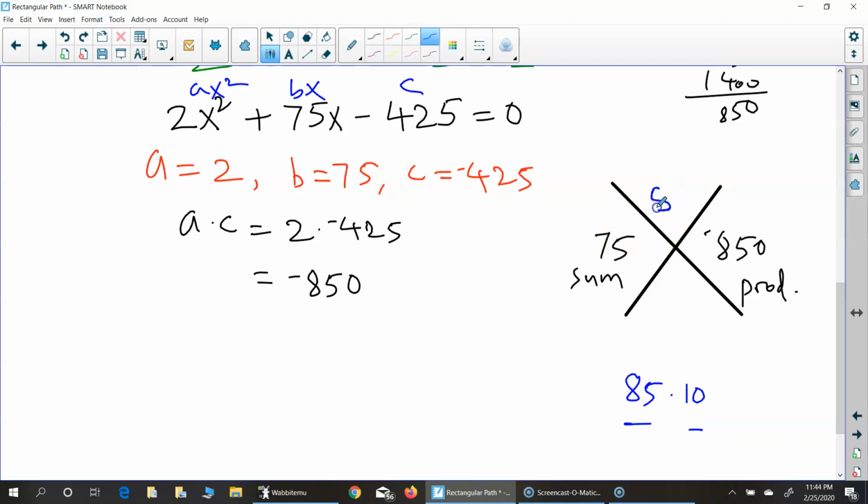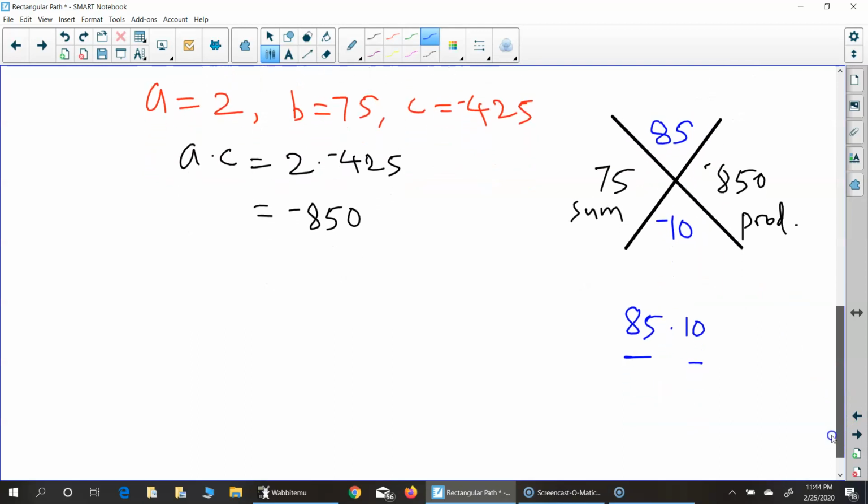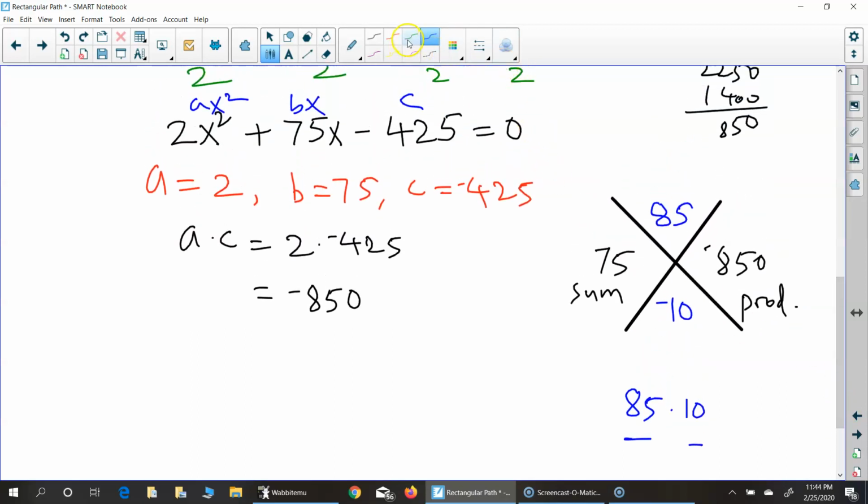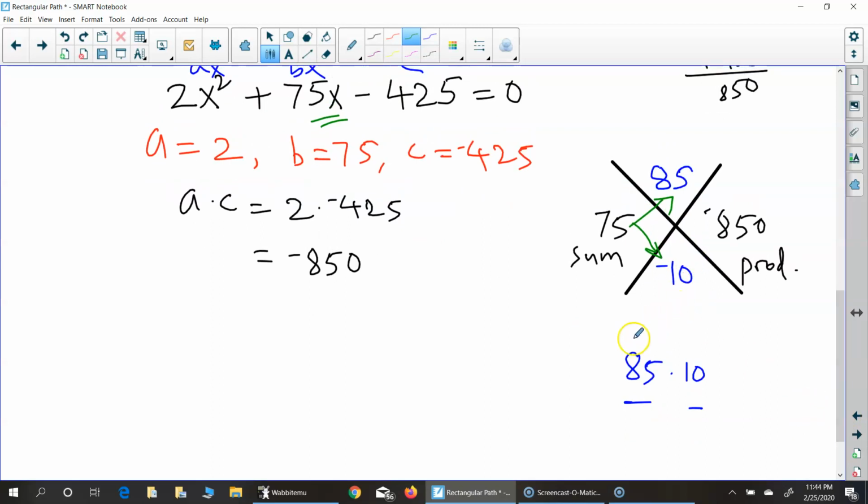How do you get it? 85, all right. Positive 85 and negative 10. So 85 plus negative 10 gives me 75. And multiply those two gives you negative 850. So we are good. Those are the two numbers that I need. Right? Now, what do you do next? We know that this 75 has to be split like this: 85 and negative 10. That is 75, break it down or separate into these two numbers. Then you can take the common factor and simplify.